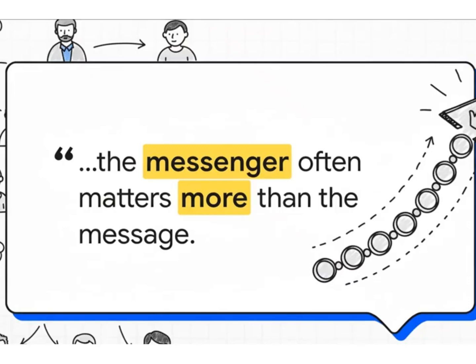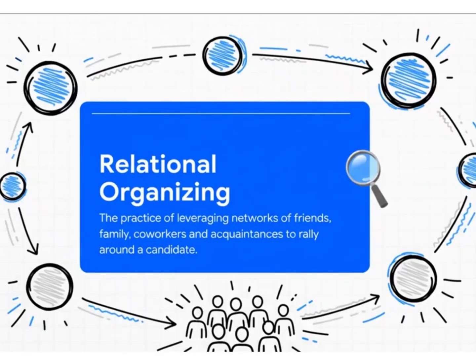And this right here, this gets to the absolute heart of it. Campaign research shows this over and over again. It's not just what you say, it's who's saying it. A text from some random number is easy to ignore. A text from your neighbor or your cousin, well, that's a whole different story. And that strategy has a name: relational organizing. It sounds kind of academic, but the idea is super simple and, honestly, pretty powerful.